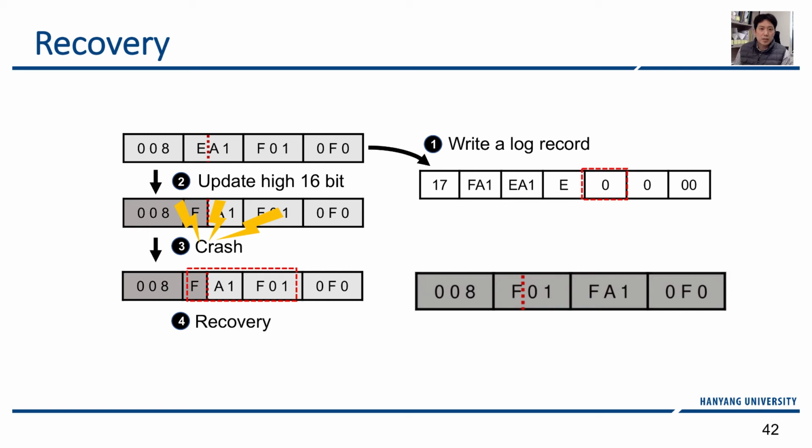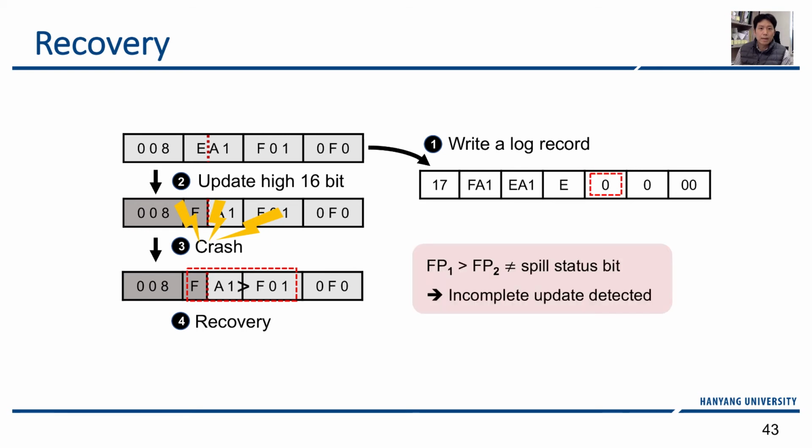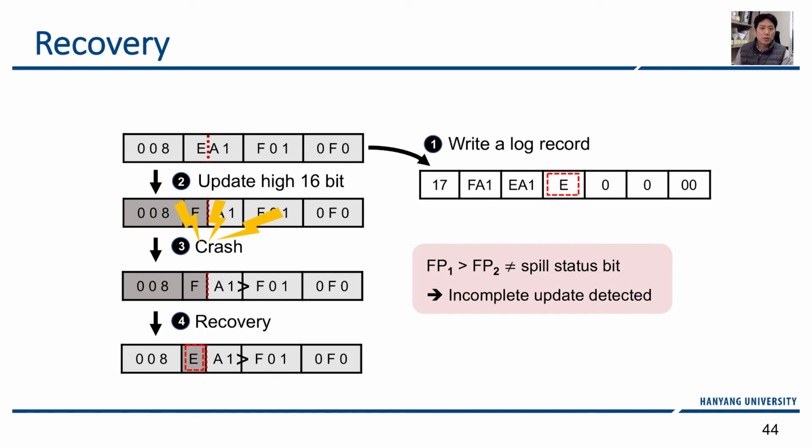In this case, we examine the metadata in the log record. Specifically, we examine the speed encoding here. Because the speed encoding in the log record is different from the speed encoding in the bucket, we know that the update is incomplete. The logic behind this is described in the paper, so for the details, please read our paper. Now we undo the update using the data in the log record, and then we reapply the update.